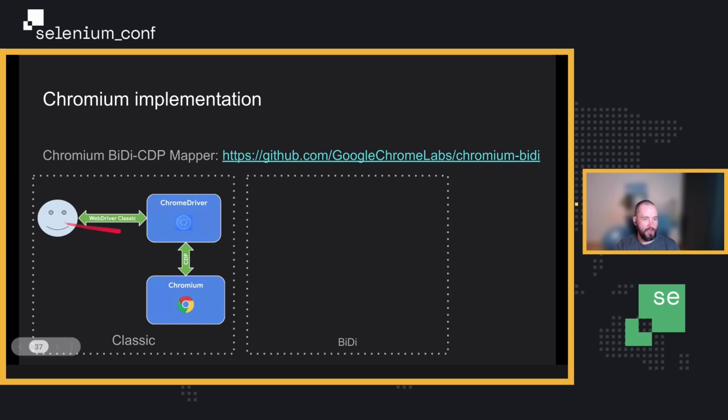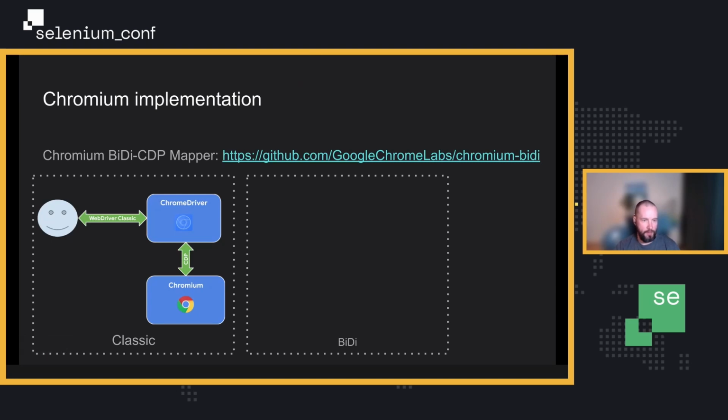As a client, you connect to ChromeDriver, and ChromeDriver communicates via CDP to Chromium. CDP is the Chrome-specific protocol, Chrome DevTools Protocol, and it's bidirectional as well. It works on pipes, and it looks quite similar to WebDriver BiDi.